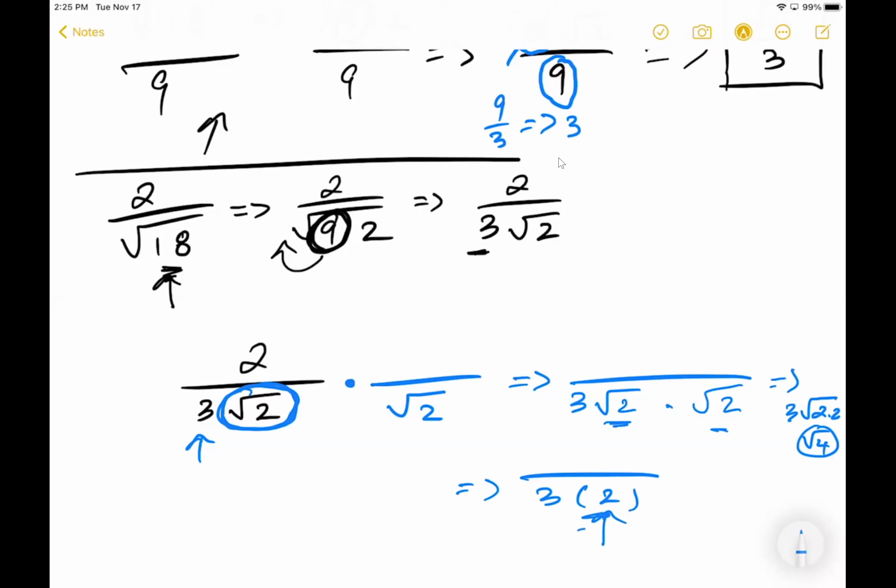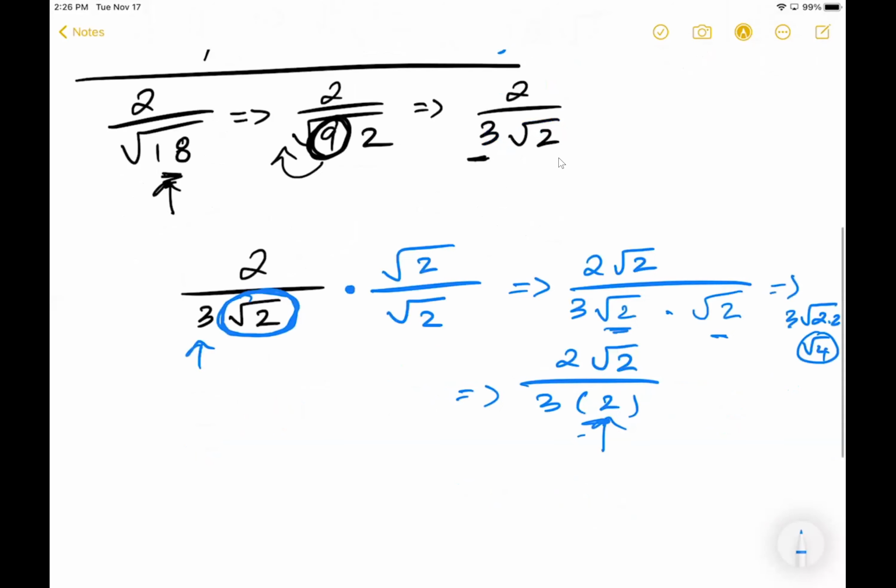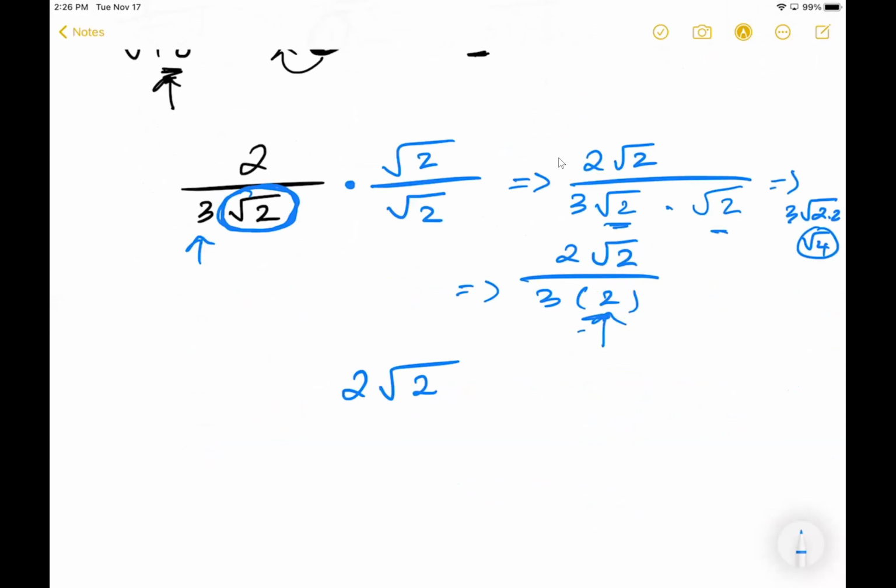And what is on the numerator? Well, on the numerator, if I multiply the bottom by square root of 2, I have to multiply the top by square root of 2. And I still have 2 square root of 2. So looking at this problem, this is my new problem, or this is my answer: 2 square root of 2 all over 3 times 2.